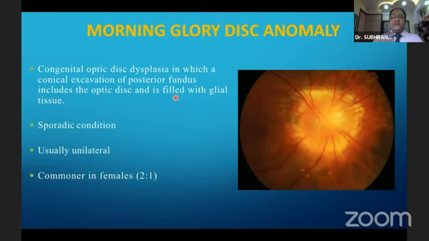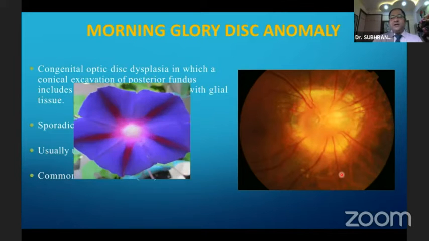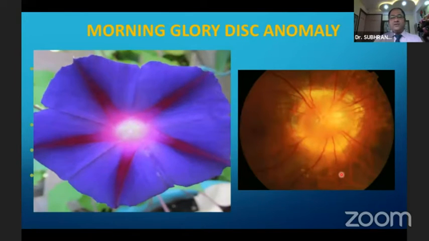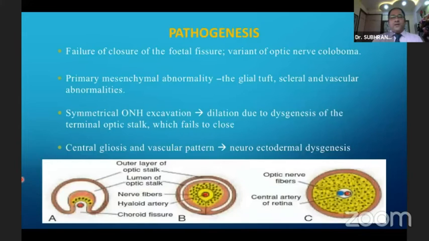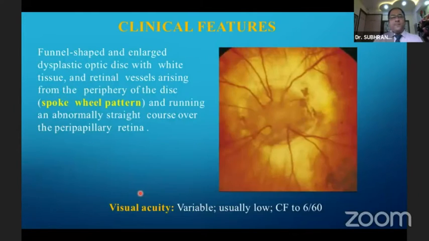Coming to the next entity, the morning glory disc anomaly. It's a congenital optic disc dysplasia in which a conical excavation of the posterior fundus includes the optic disc and it is filled with glial tissue. It's usually a unilateral sporadic condition, more common in females, and it is called so because it resembles the morning glory flower. Pathogenesis, many theories, but mainly it is the failure of the closure of the fetal fissure, and therefore it is considered to be a variant of optic nerve coloboma.